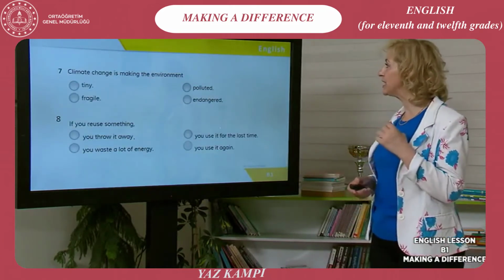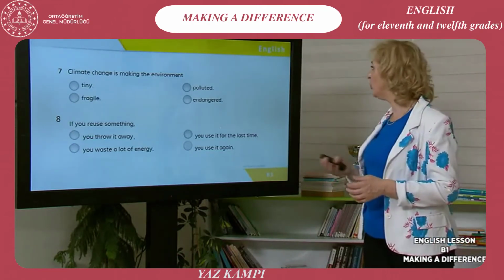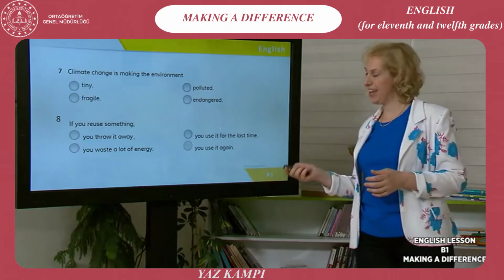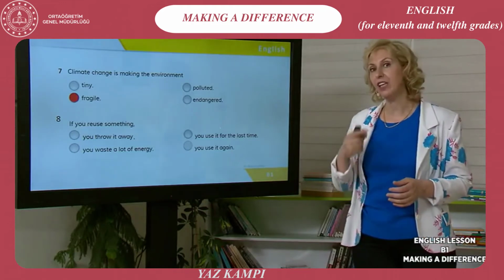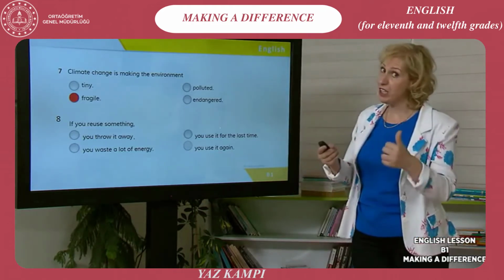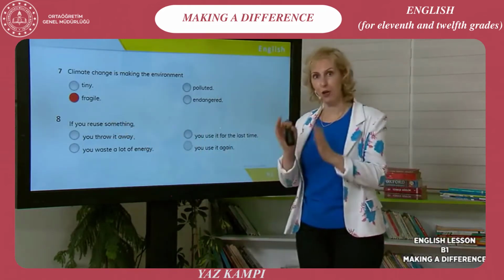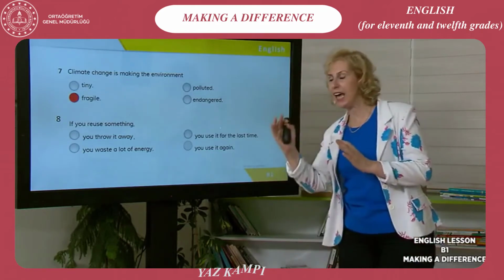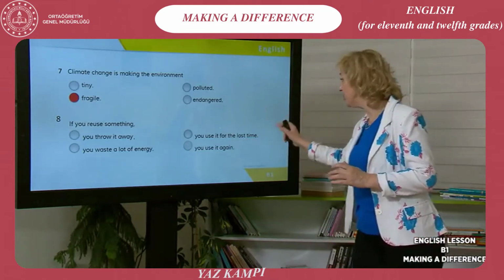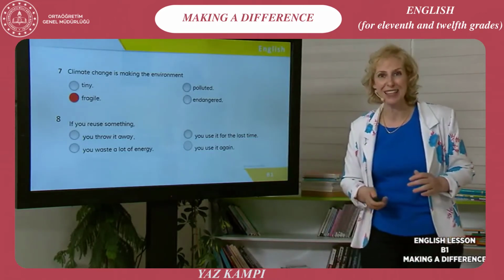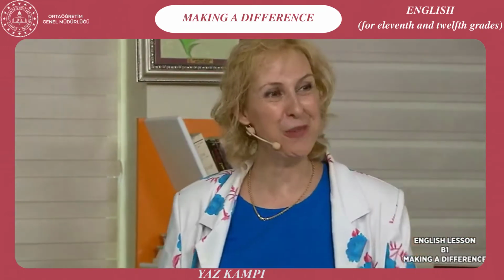Climate change is making the environment tiny, fragile, polluted, endangered. Yes, fragile, very good. If you reuse something, reuse, use, reuse, don't forget. When we say re in front of the verb, it means do it again. So you throw it away, you waste a lot of energy, you use it for the last time, you use it again. Yes, I gave you the answer, you use it again. Very good, I'm sure all of you remember those words.